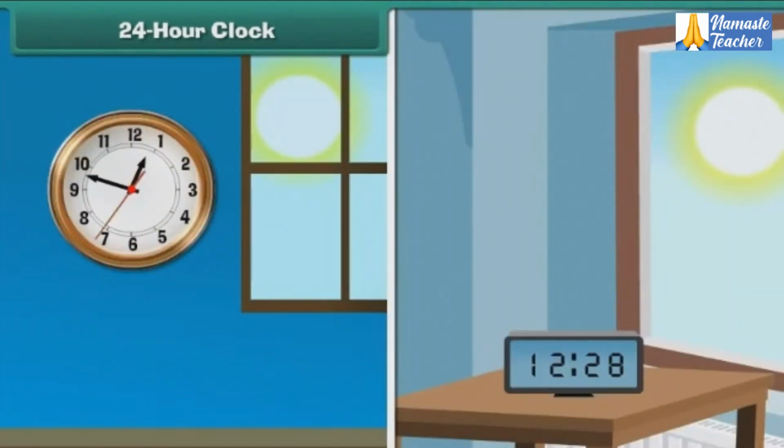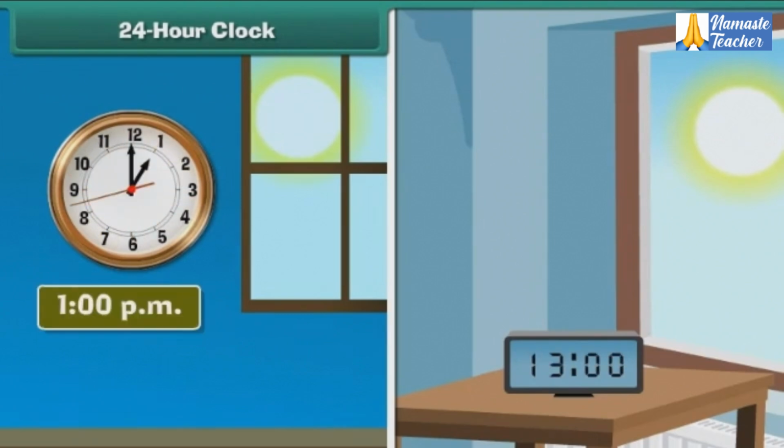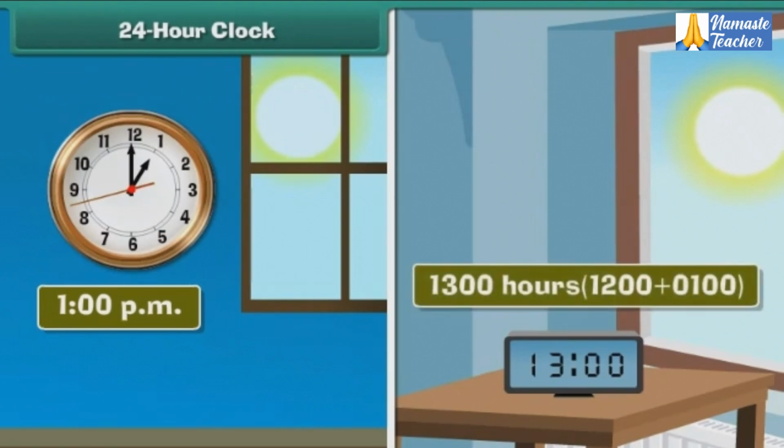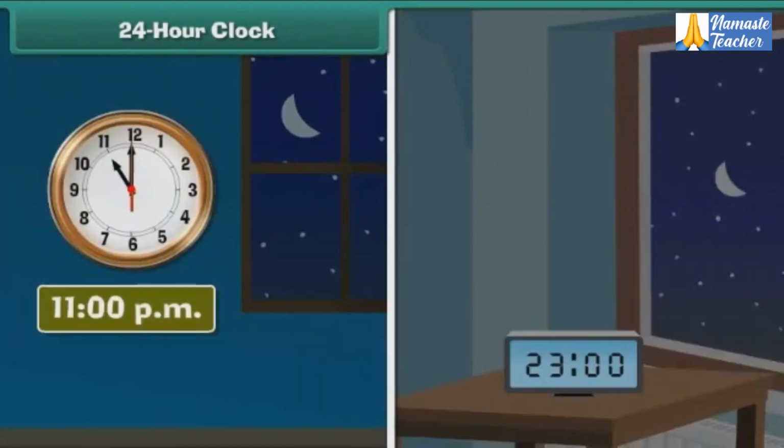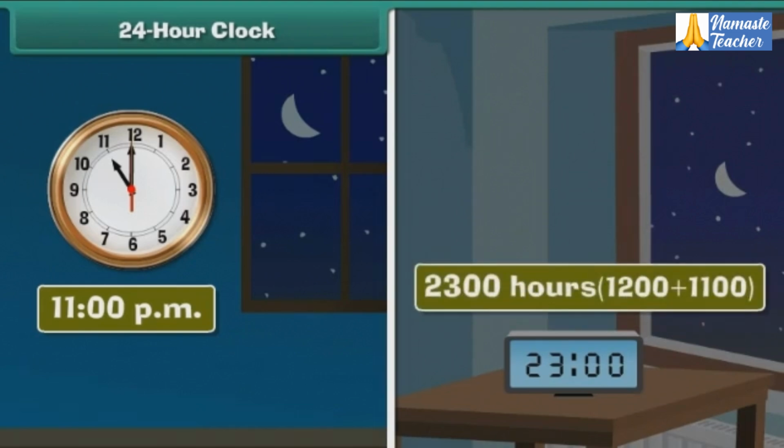After 12 noon, the two clocks differ in their representation of time. 1 p.m. on the 12-hour clock is represented as 1300 hours on the 24-hour clock. 1300 is nothing but 1200 plus 0100. Similarly, 11 p.m. on the 12-hour clock is represented as 2300 hours on the 24-hour clock. 2300 is nothing but 1200 plus 1100.